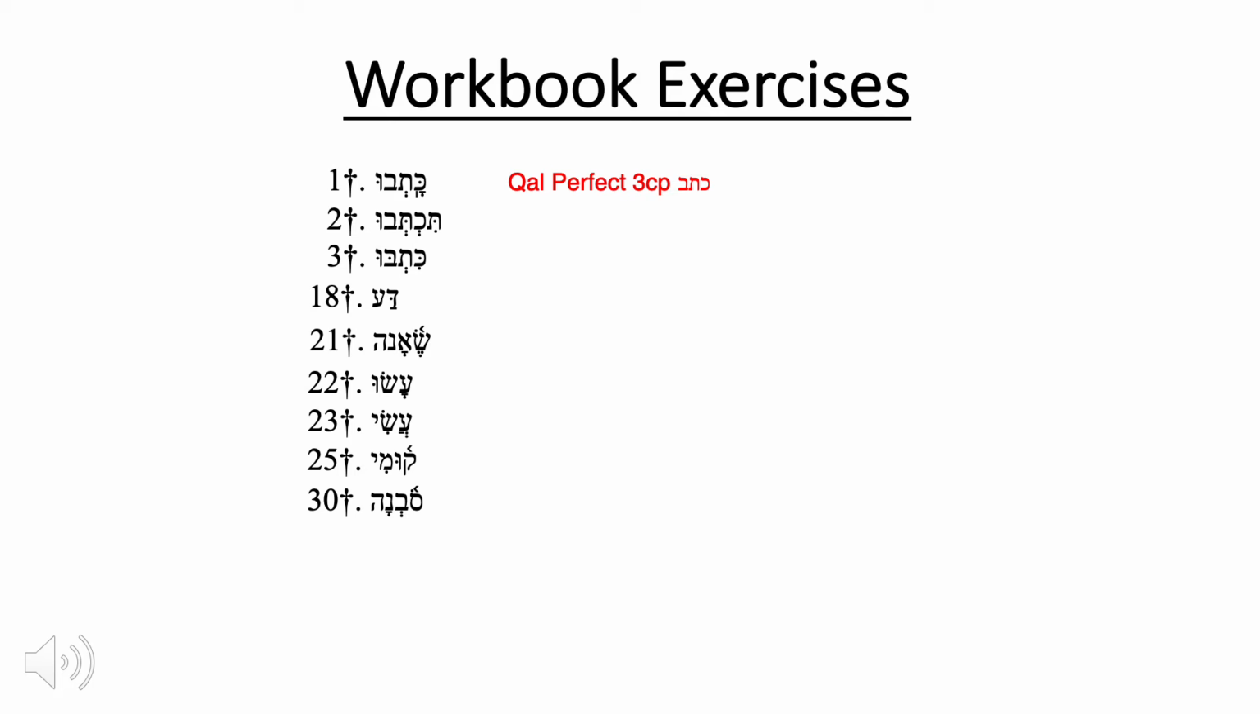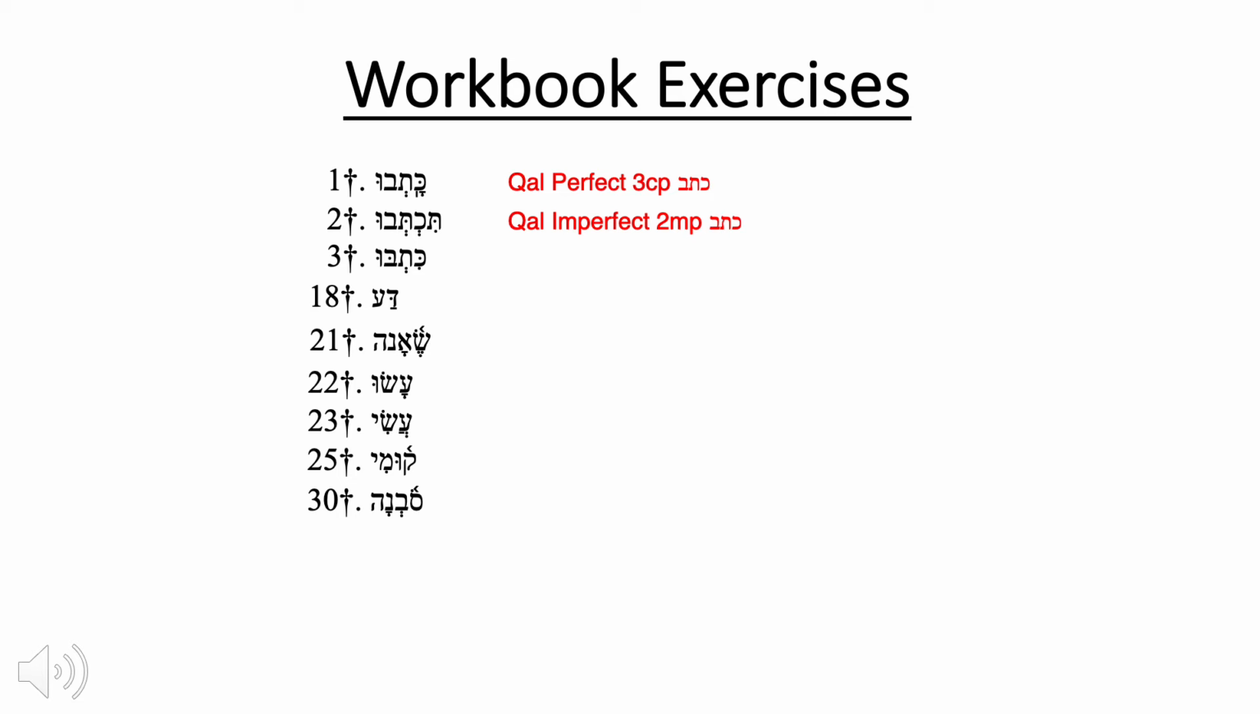So they wrote. How about number 2? How would we parse this one? This is a standard Cal imperfect second masculine plural from katav, to write. We see the preformative, the tav, but we also see a suffix, a shurik, which tells us that this is a second masculine plural.